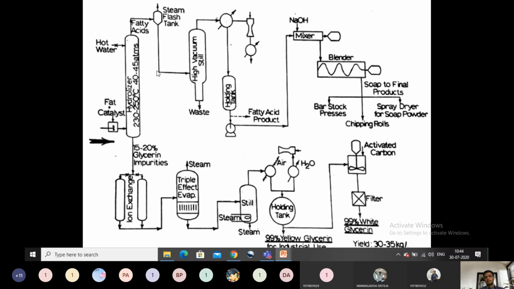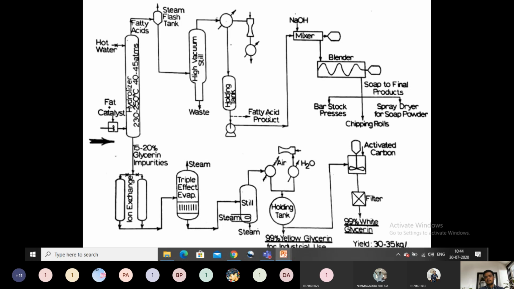These crude fatty acids will be passed through this high vacuum stream in order to separate any waste products which are present, like excess alkali or excess metal salts, which will be separated out here. And whatever fatty acids are obtained will be sent to a holding tank, nothing but a storage tank. From here we can commercialize our fatty acid product for different product units.